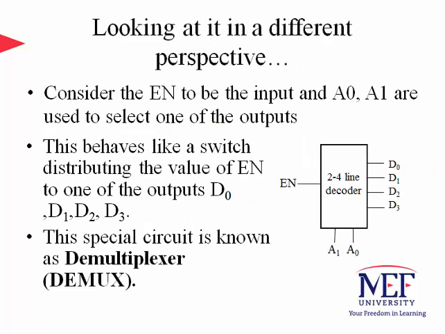If we switch the port entries and make the enable input the data input and A0, A1 the select inputs, then the circuit will behave just like a switch, distributing the value of en, the enable input, to one of the outputs D0, D1, D2, or D3. This special circuit is known as a demultiplexer, or DMUX in short. We'll see more about this particular type of circuit later in our course.